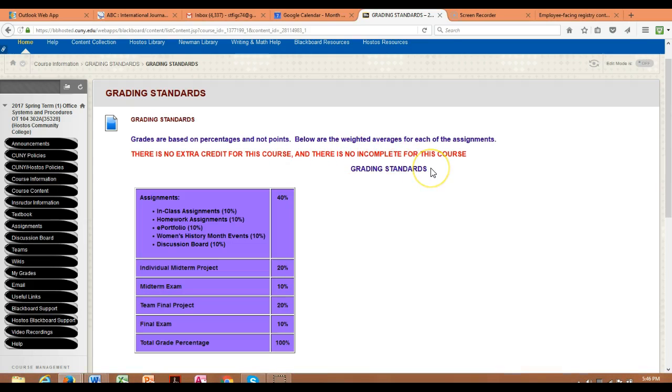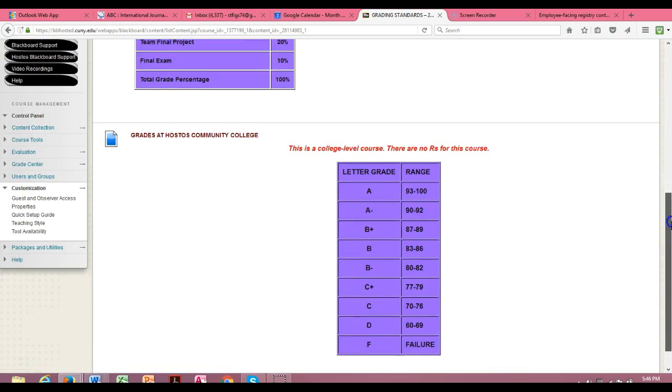There is no incomplete for this course. Don't expect an incomplete. Unless you're on death's doorstep, and the only thing that you have for this course is the one thing that you need, to take the final exam. That would be the only time, and you would have to show me proof. You'd have to show me a great deal of proof. Otherwise, you're going to get an A, a B, or a C, and we'll talk about that right now.